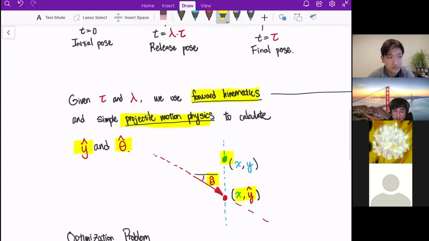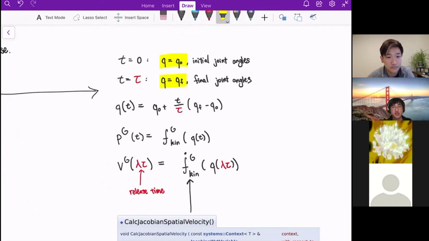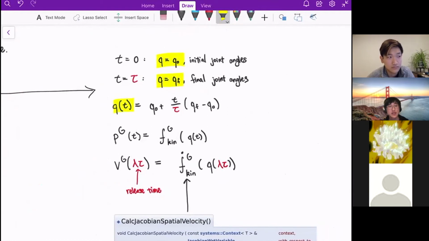Now, delving a little bit deeper into this forward kinematics, the motion of our throw is actually predefined. So we have initial joint angles for the throw motion and final joint angles for the throw motion, and we just linearly interpolate between these two. At any given time t, our joint angles look something like this. Then Drake makes it very easy to do forward kinematics to compute the spatial position of the end effector given the joint angles.